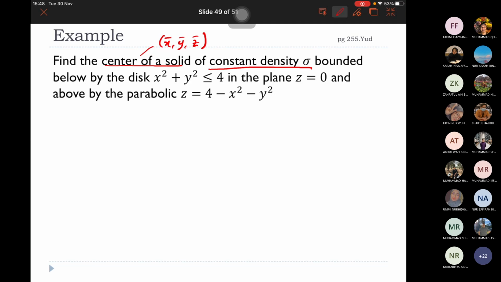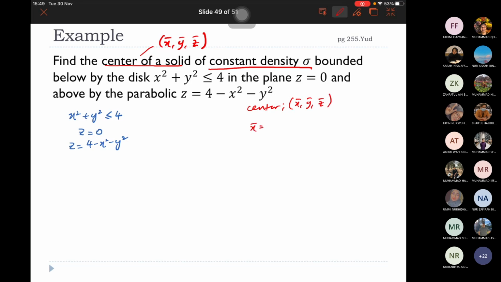Okay. So in this case, awak ada 3 equation. Okay. X squared tambah y squared is less than 4. Okay. And then awak ada z sama dengan kosong. Dan awak ada z sama dengan 4 tolak x squared tolak y squared. Okay. Dia nak centroid. So kalau kita nak dapat center, dia adalah x bar, y bar, z bar.